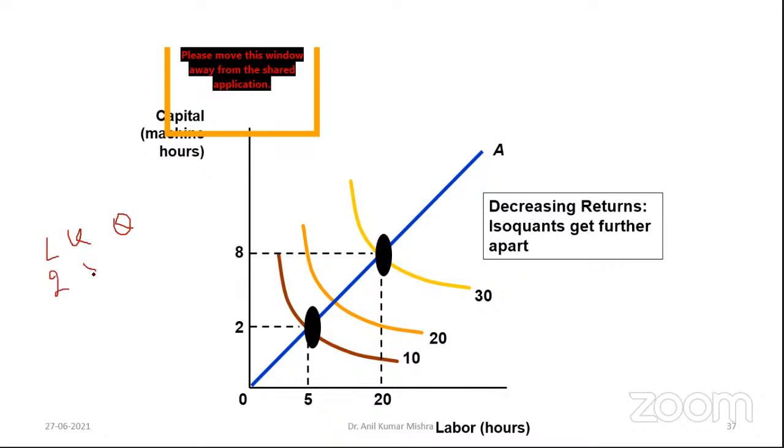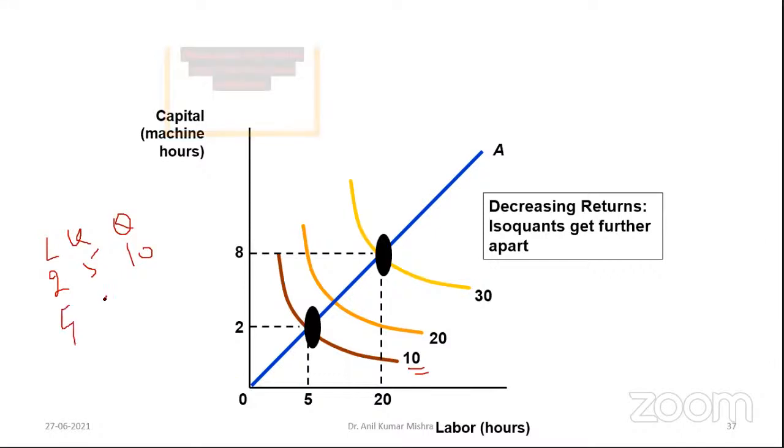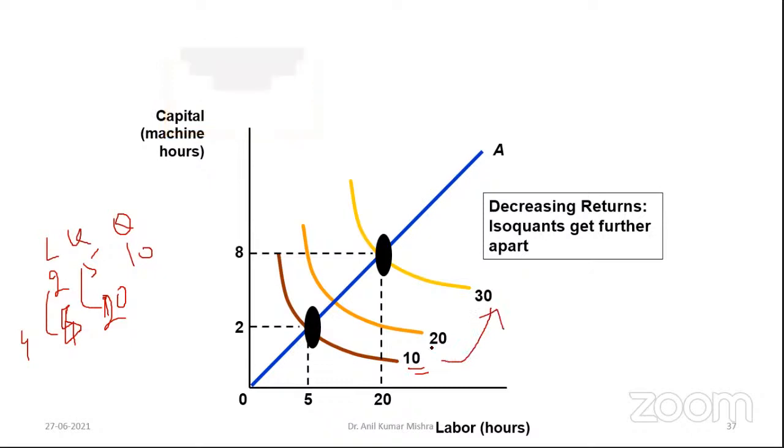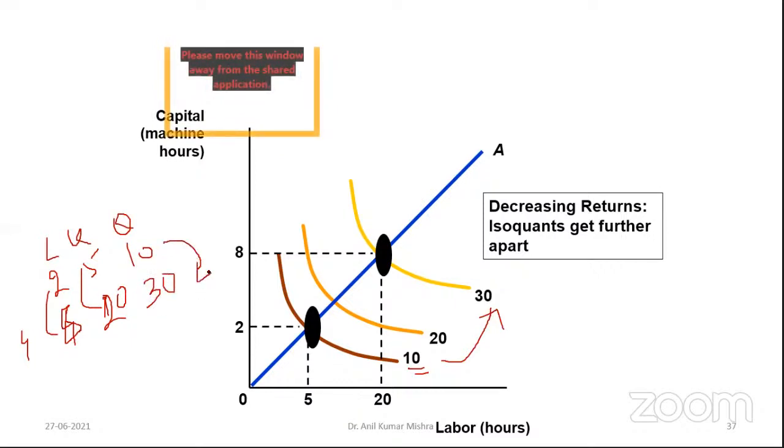Here is two labors and five capital. Initially, we produce 10 units of output. This is the initial situation. Now, suppose we increase labor two times and capital two times. Then the input increases how many times? Four times, right? Let's say it becomes 8 and 20. In the figure, input factor increases four times, and how much will output increase? Output does not increase by four times, rather output increases only to 30. So output increases only three times, less than the input factors we use.